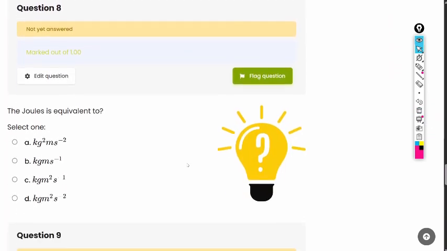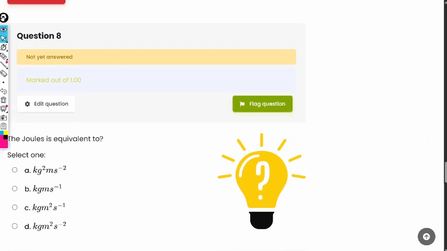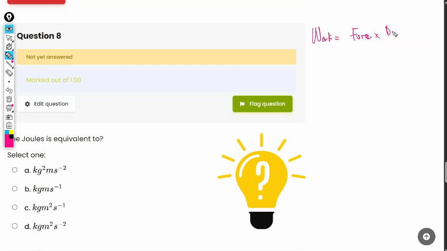Question 8, joules is equivalent to what exactly when we break it down? Joules is the unit for work and energy, and let's go with work. Work is equal to force times distance. Distance is already fundamental, so we can represent this as m, in meters, because we are doing units, not dimensional analysis. So no need to say L, we just say m, meters, that's the unit. Now, force is mass times acceleration.